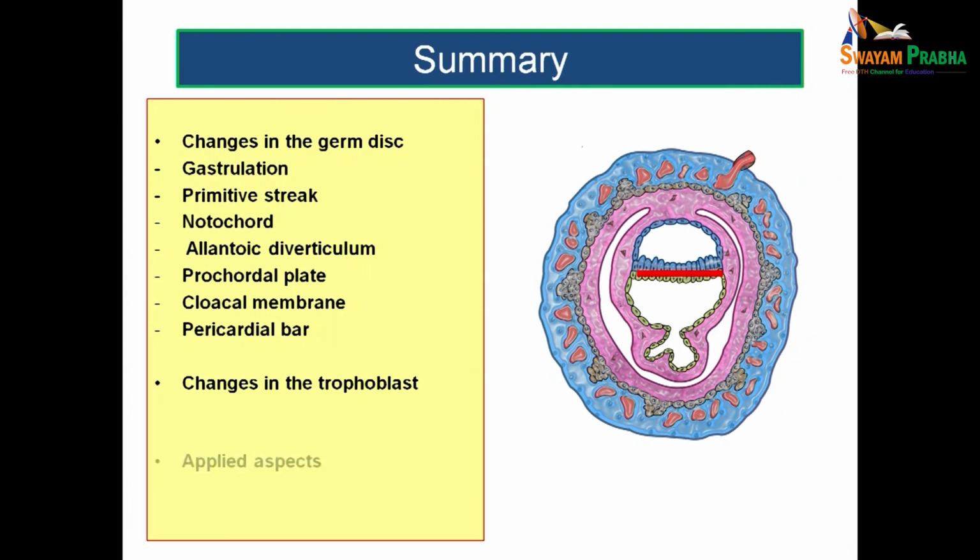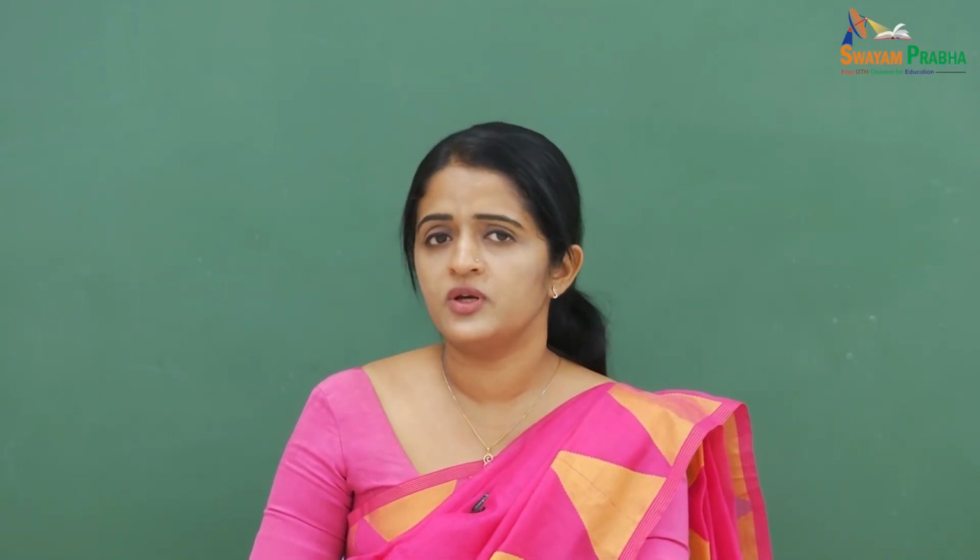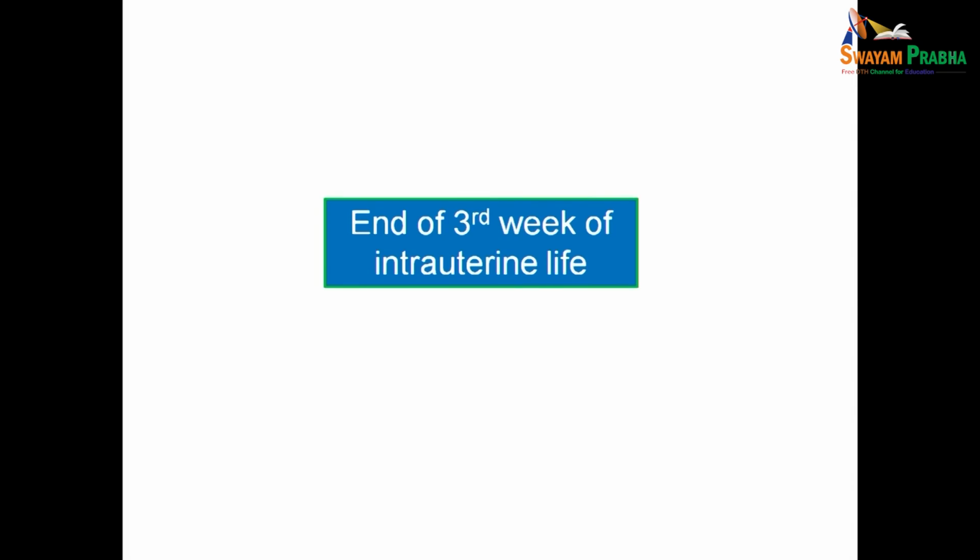We also discussed the changes happening to the trophoblast, that is, by the end of the third week we have the tertiary villi formed, the chorionic villi, because by the end of the second week we had only primary villi. It was undergoing a process of development whereby by the end of the third week we have tertiary chorionic villi. So, all these are the changes we can expect in the third week of intrauterine life. Thank you.